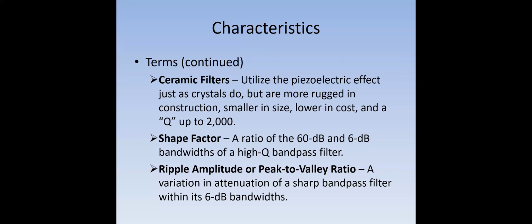All right, and then we have the ripple amplitude or peak to valley ratio, a variation in attenuation of a sharp bandpass filter within its 6 dB bandwidths.